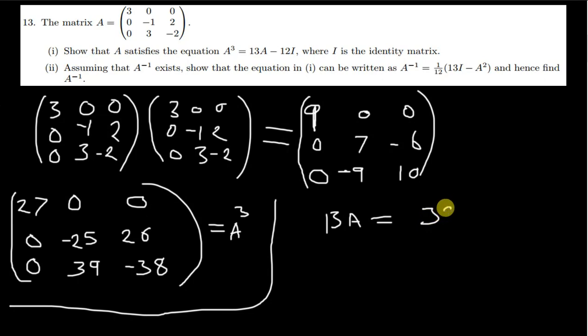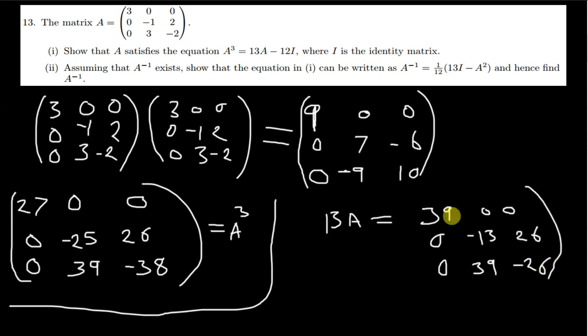39, and then 13 times 0, 0, 13 times 0, 0, 13 times negative 1, I'm getting negative 13 there, and then I also have 13 times 3, there is also 39 there, 13 times negative 2, there is negative 26, and then 2 times 13, there's 26 here.